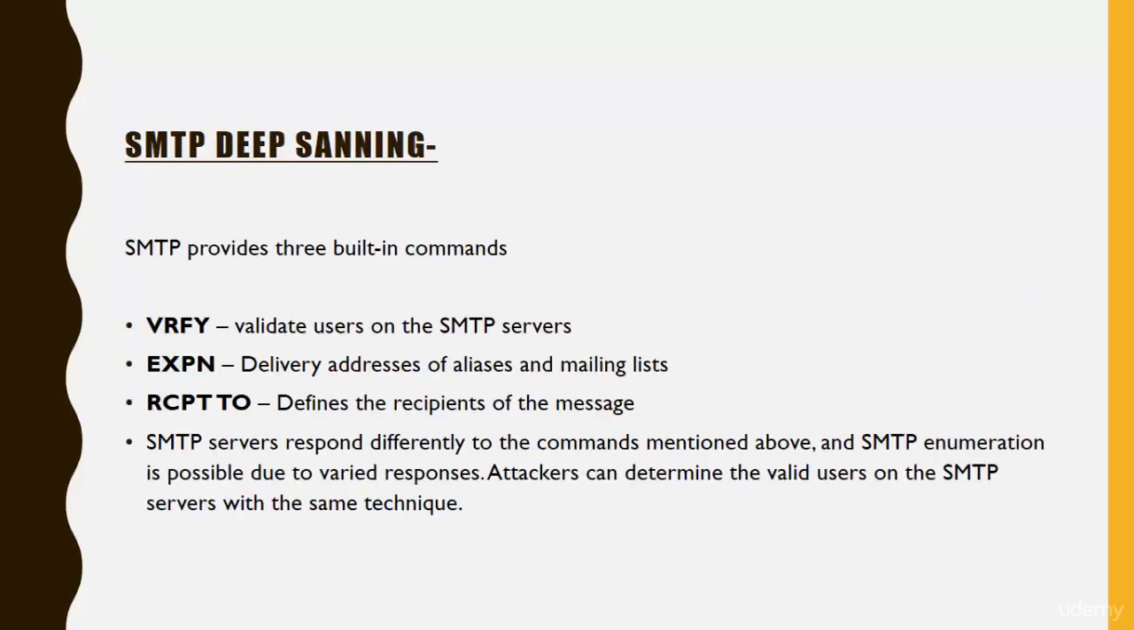SMTP deep scanning. SMTP provides three built-in commands: VRFY to validate users on the SMTP server, EXPN for the delivery address of aliases and mailing lists, and RCPT TO defines the recipients of the message. SMTP servers respond differently to the commands mentioned above, and SMTP deep scanning is possible due to these varied responses.